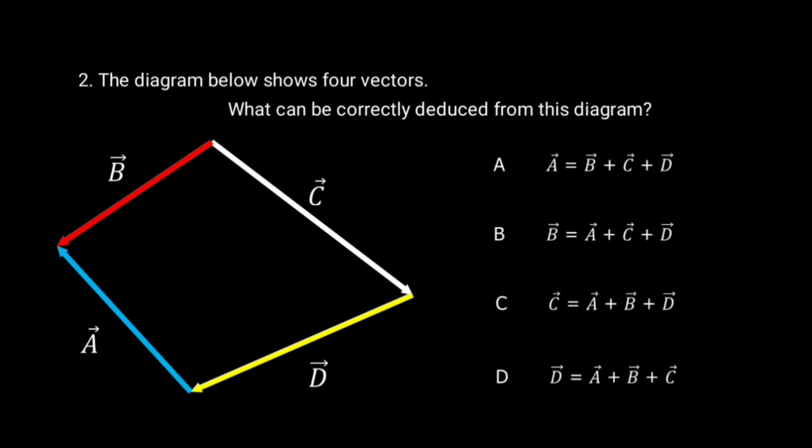If we look at option C and D, we can disqualify the notion that vector C is the resultant of the other 3 vectors. Look at vector C, it's starting from the tail of one vector, ending at the tail of the other vector. So vector C cannot be the resultant of the other vectors. Vector D starts from the head of one vector and ends at the tail of the other vector. Again, it cannot be the resultant because we say the resultant always starts from the tail of one vector to the head of one vector.